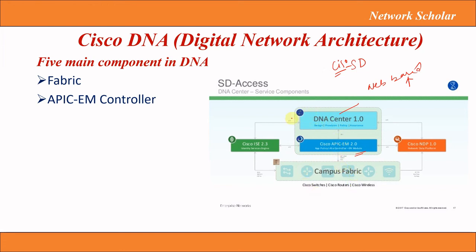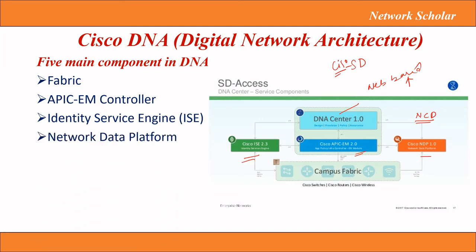Your DNA is integrated with the Cisco ISE for providing security, and then the Cisco NDP, the network data plane, through which we are providing automation for your network. There is one more component, the network control plane, through which you are also maintaining the assurance or highlighting things in your network. I have explained the Identity Services Engine, ISE, the network data plane, and the DNA Center. So these are the five components that we have in Cisco DNA.